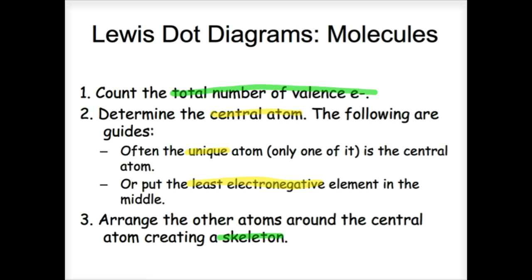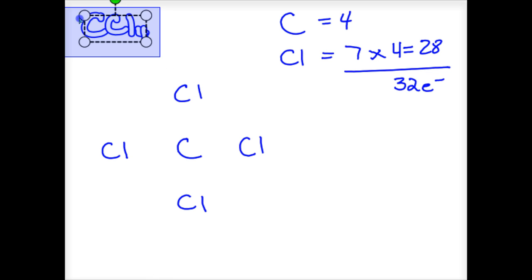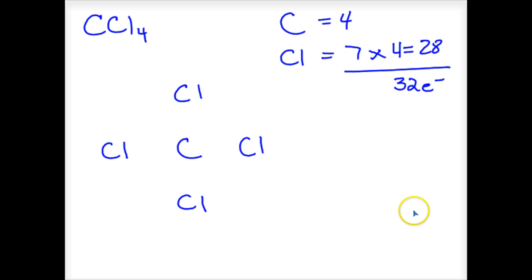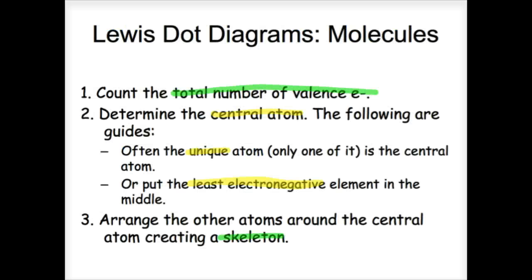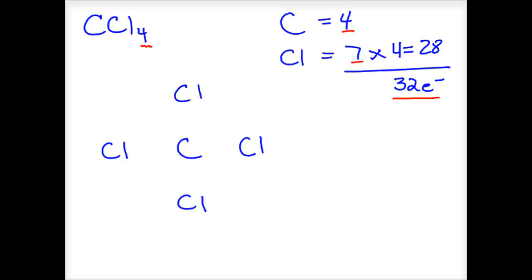So, an example. I'm going to take carbon tetrachloride, CCl4. I know that carbon has 4 valence electrons. I know that chlorine has 7. I have 4 chlorines, hence the times 4 for 28. I add all that together, I get 32 total valence electrons. Now, carbon was my central atom because it was unique, plus it is the least electronegative. I have now arranged my chlorines around it as a skeleton.